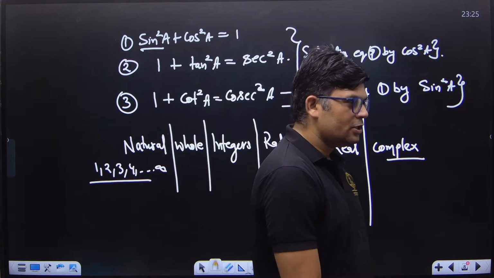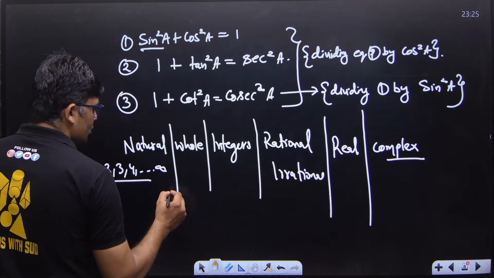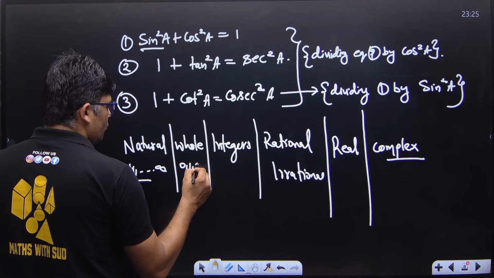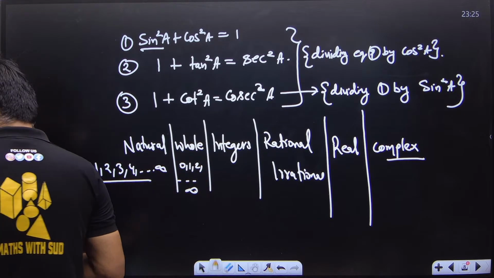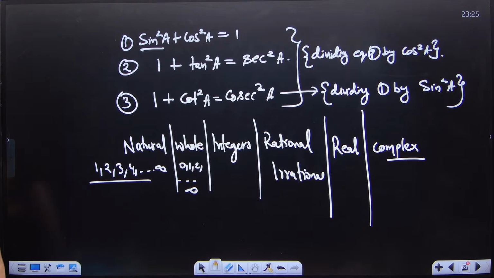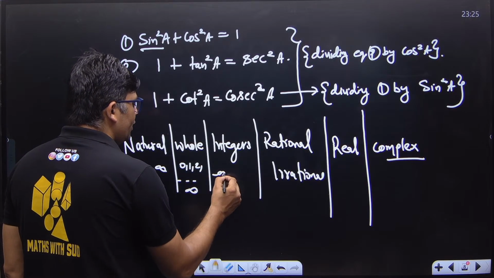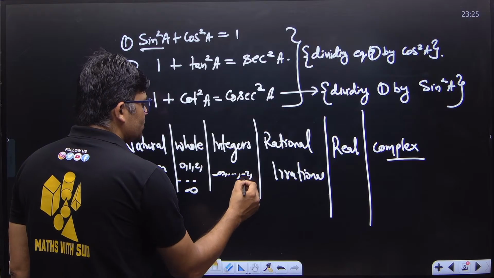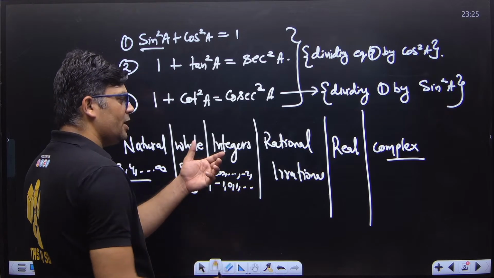So natural numbers are the numbers which start from 1. Naturally, if I start you counting, you will say 1, 2, 3, 4 and it goes up to infinity. Natural numbers become whole numbers when you add 0: 0, 1, 2, and so on up to infinity. And if you add negative numbers to it, like minus infinity, -2, -1, 0, 1, positive and negative both, they form integers.